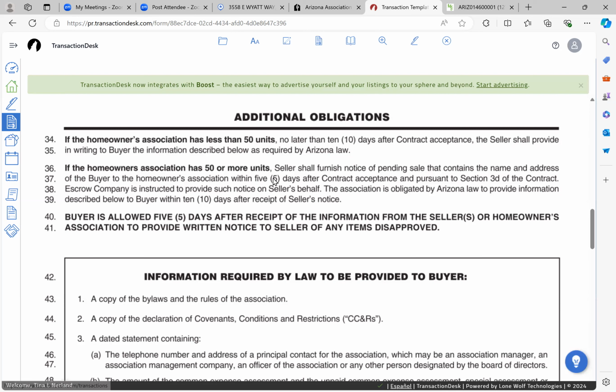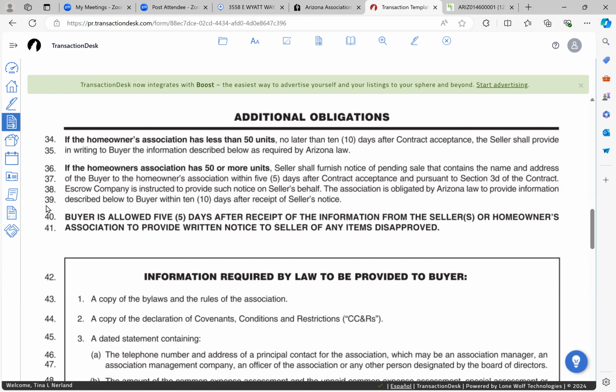This is something a little bit different. This is stating that the seller will furnish notice of the pending sale and the buyer's name and address to the homeowners association within 5 days. We don't need to do this. This is typically done by title. But just know that this is in and part of the contract.